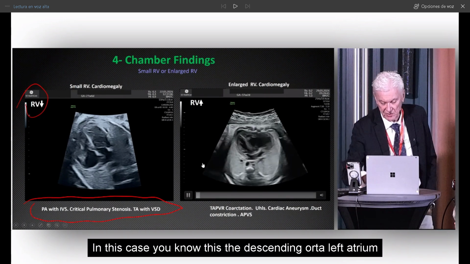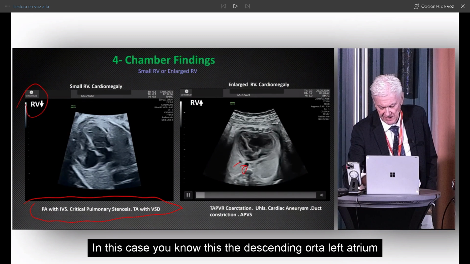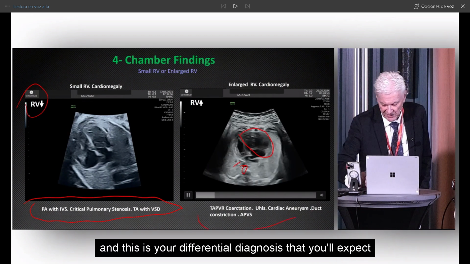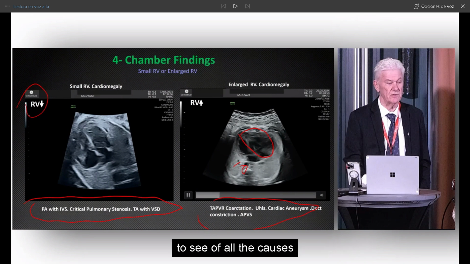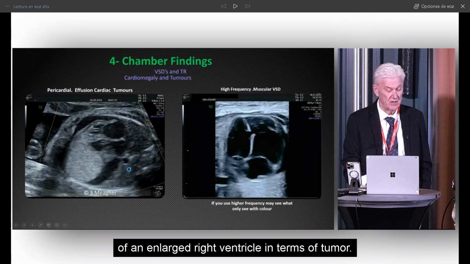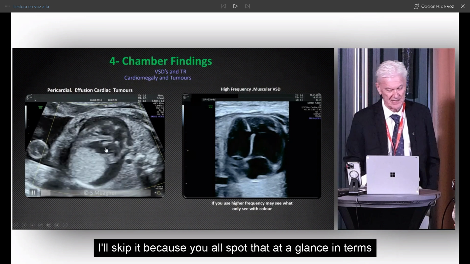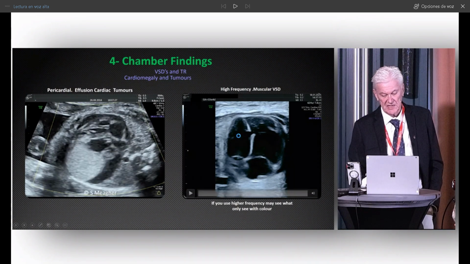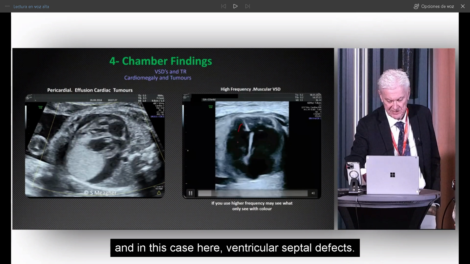In this case, you know that this is the descending aorta, left atrium, and this is a dilated right ventricle. And this is your differential diagnosis that you'll expect to see of all the causes of an enlarged right ventricle. In terms of tumor, very straightforward diagnosis. I'll skip it because you all spot that at a glance in terms of rhabdomyomas. And in this case here, ventricular septal defects.